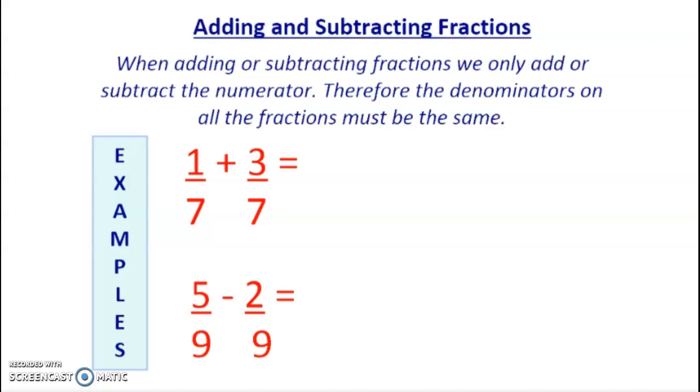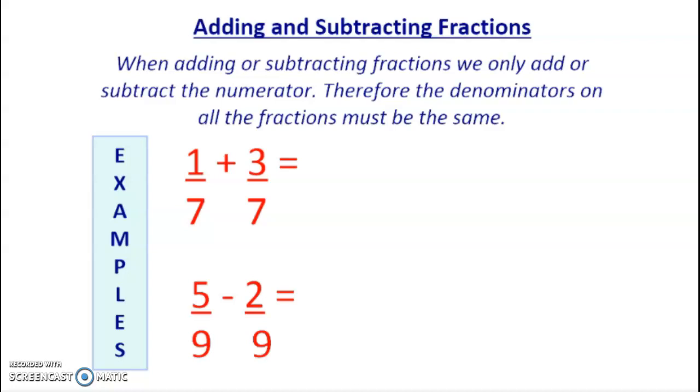So let's have a look at some of our most basic examples to start with for this lesson. I've kept my important fact at the top of the screen there, so I've always got it to remember. My first example says 1/7 add 3/7. When we add or subtract fractions, we only add or subtract the numerator. That's because it's a part of a fraction. My first example here is almost like saying I have 1 elephant and 3 elephants. How many elephants do I have?